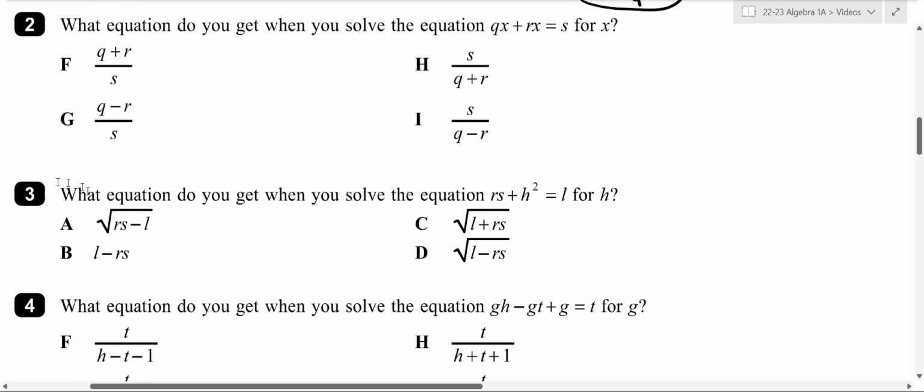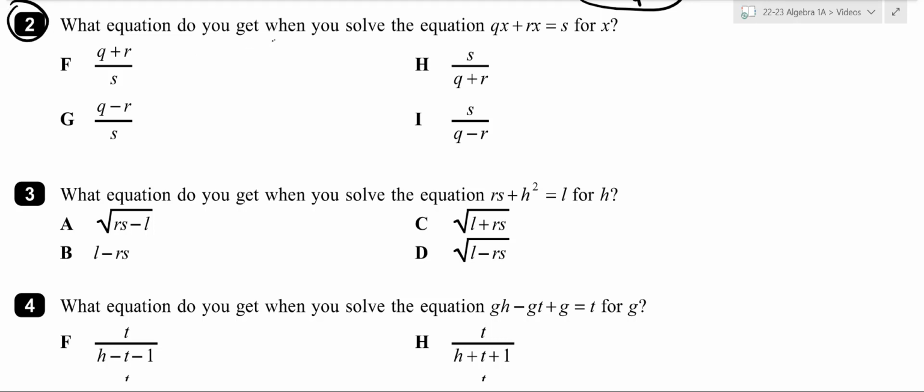All right, number 2. Number 2 says, what equation do you get when you solve qx plus rx equals s for x? All right, once you hit literal equations, it's like algebra gets very serious. All right, so qx is q times x plus rx, and that one is r times x, equals s.